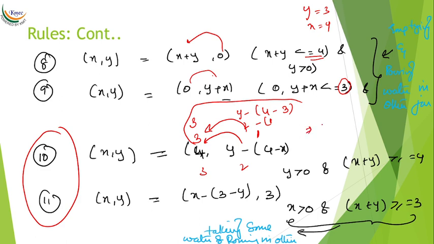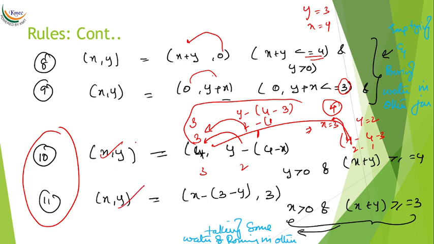Again, I'll tell you: x is equal to 3, y is equal to 2. So y minus 4 minus 3. Okay, 2 minus 1, that is 1 liter. 1 liter I am pouring into x, so x becomes 4. So how much do I want to take? And the same way, taking some water and removing from the other. This is for x, this is for y.